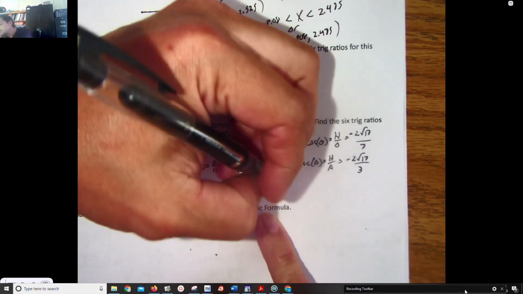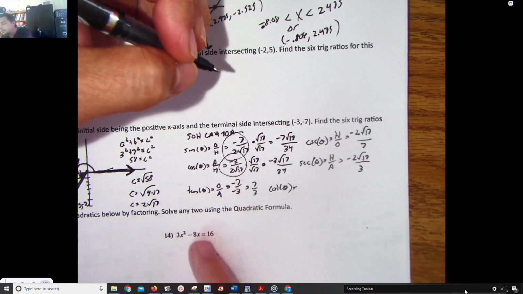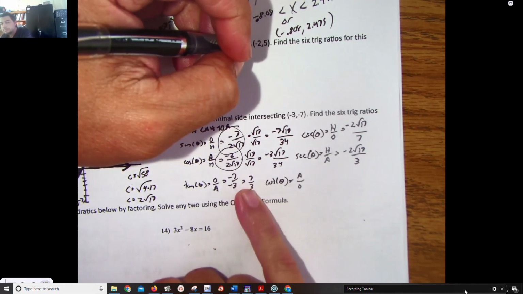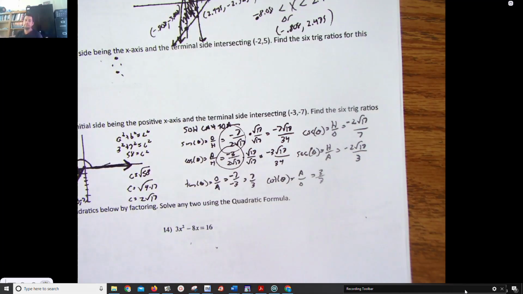And the reciprocal of tangent is called cotangent. And tangent says O over A, cotangent says A over O. Anyways, just reciprocate. It's 3/7. And that's 10. Now you can do 9.